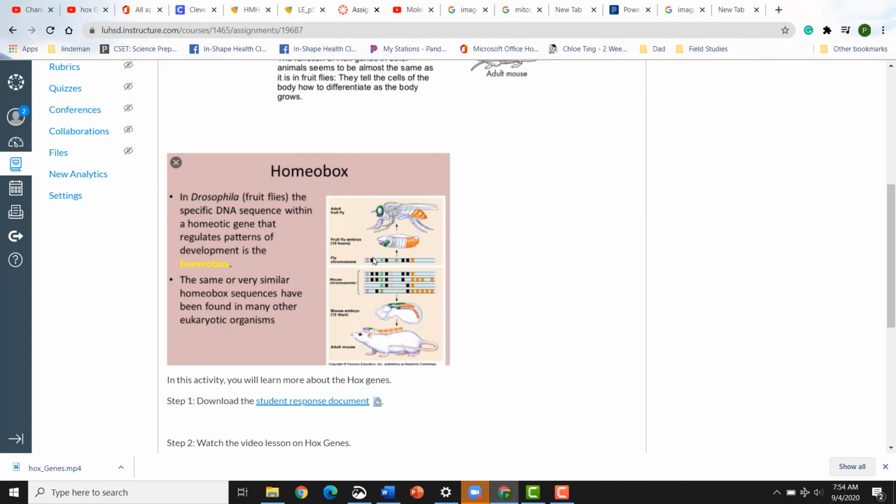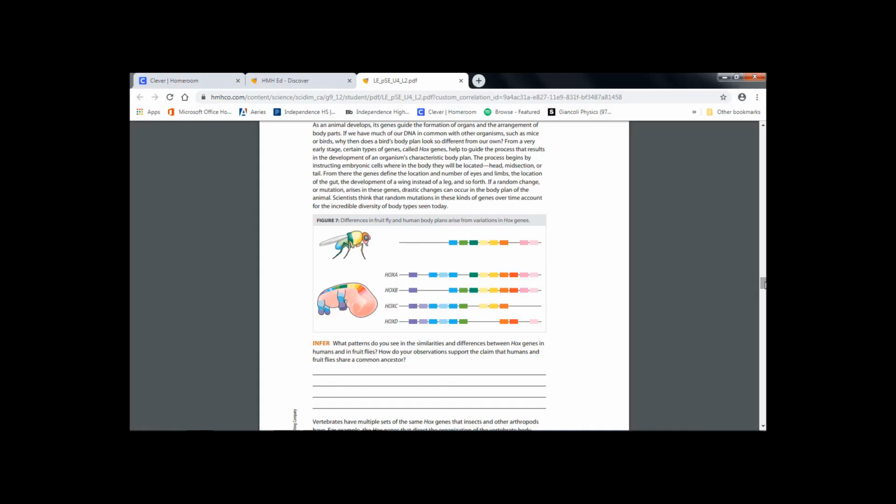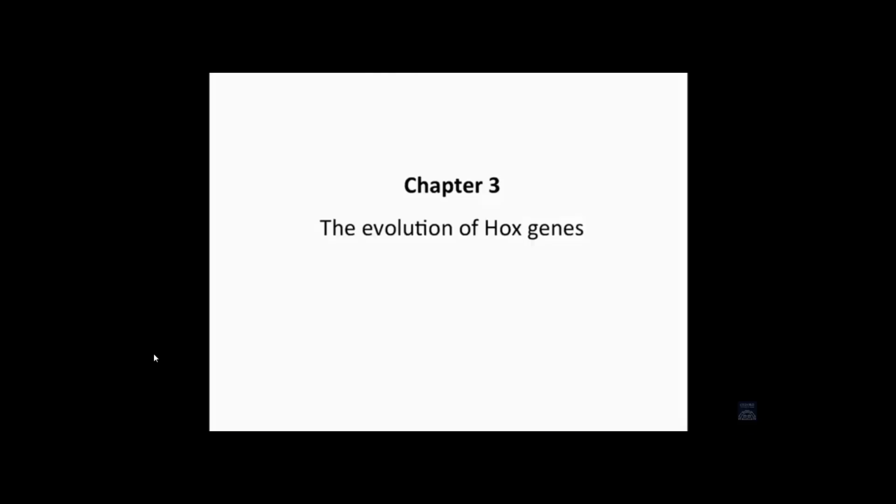And what's neat is that those genes are clustered in the same way in fruit flies, mice, and humans. So in fruit flies, these genes are in the same sequence from head to tail as they are from head to tail in a mouse, which seems to show that there is an evolutionary link between the two. So we're going to look at that in more detail in this activity. Let's get started. I will be jumping in and out of the video you'll be watching to explain different things.